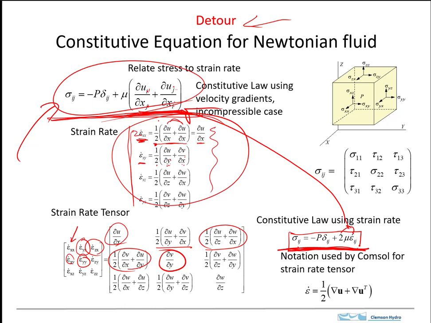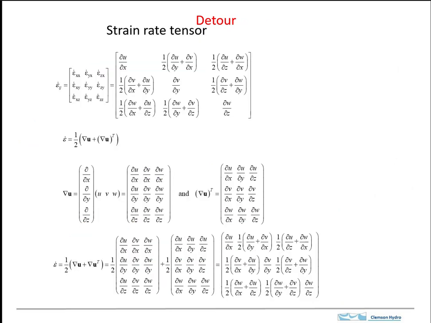Now, Comsol uses this constitutive law, but they don't write it like this. They write it like that. Okay, and at first blush, it's not really quite clear that the strain rate is going to be equal to this. That's the Nabla operator applied to the velocity, and that's the transpose of it. So this thing here is the same as that. But let me just show you real quick how that works.